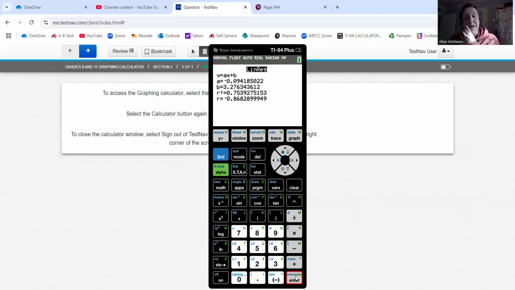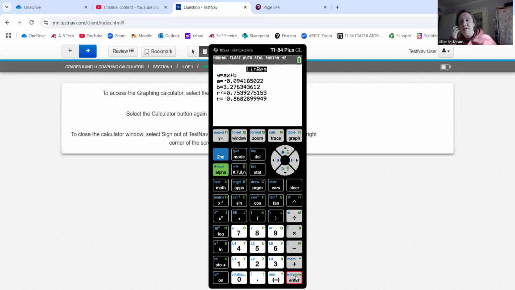They then tell you what B is. Remember, A is the slope. We usually call it M. For some reason, the calculator calls it A. And then B is the y-intercept. So in this case, the y-intercept is, we're going to go 3.28 if we round. So 3.28. And then R, don't worry about R squared, just plain old R, is negative 0.87 if we round.